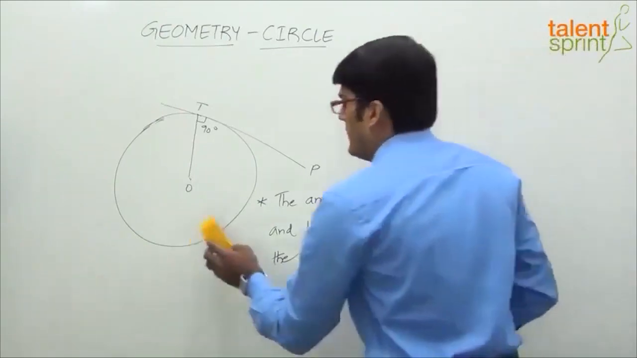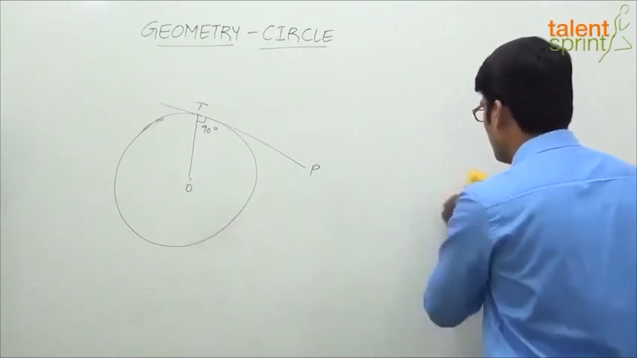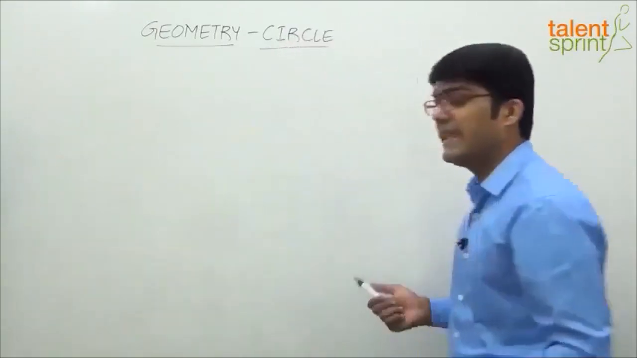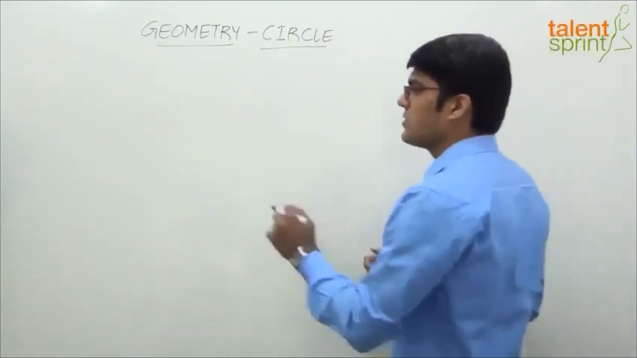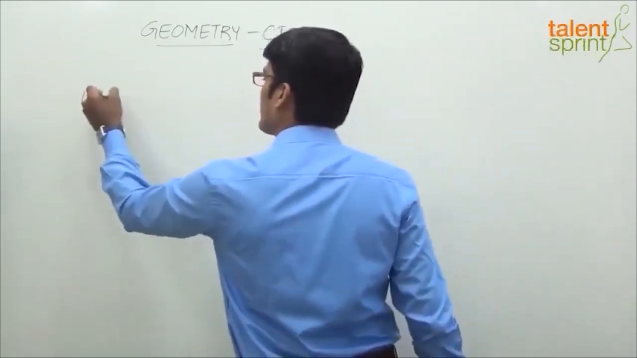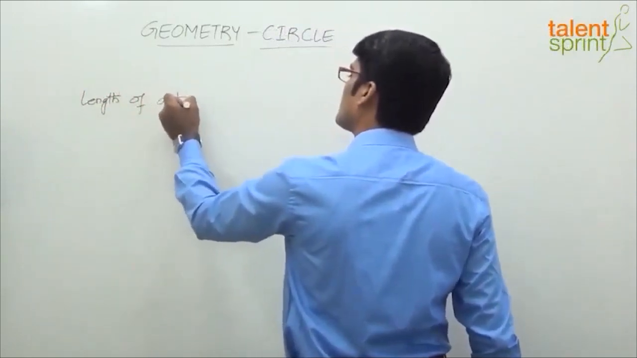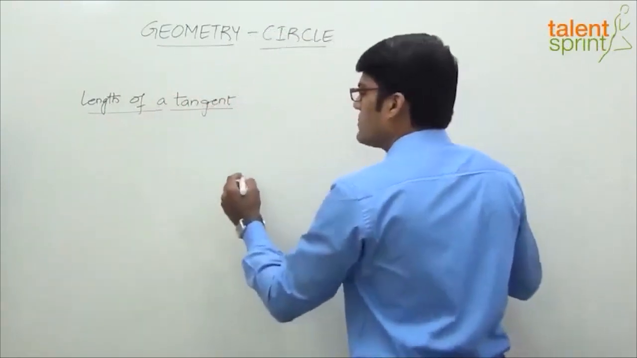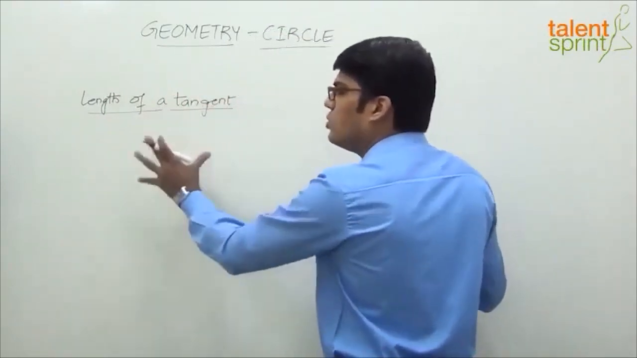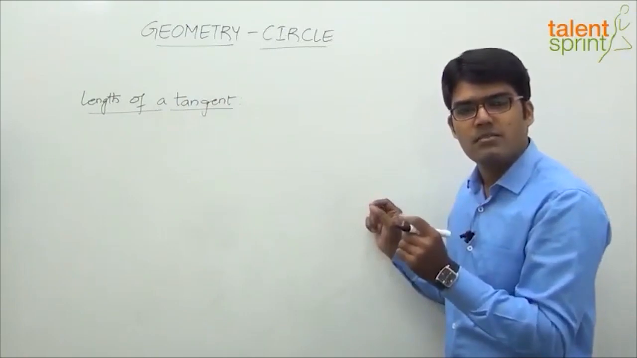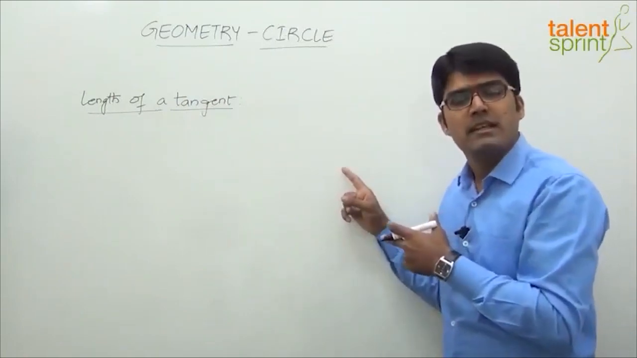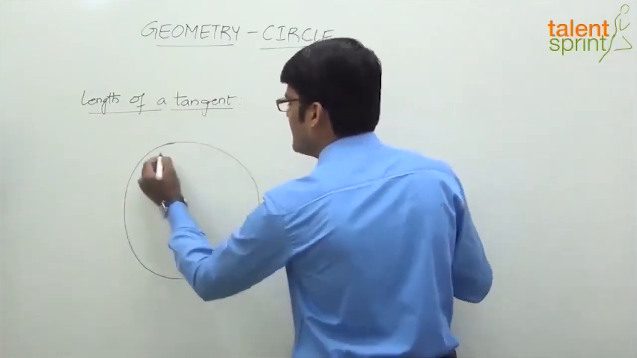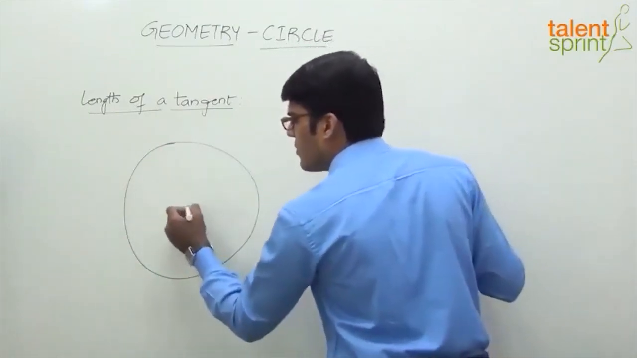Now let me give you the next point, right? Next point is about the length of a tangent. So let's look at this. Now let's say we draw two tangents from an external point. From an external point, if I draw two tangents to a circle, then the lengths of both those tangents would be equal. So let's say this is the circle and the center is O here.